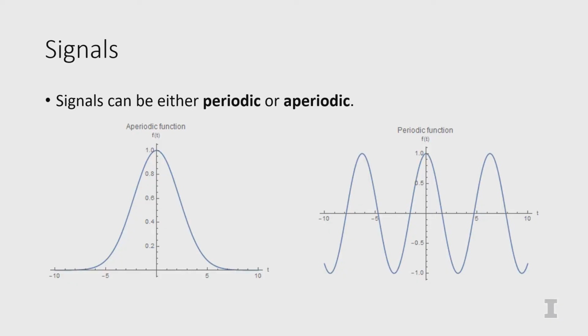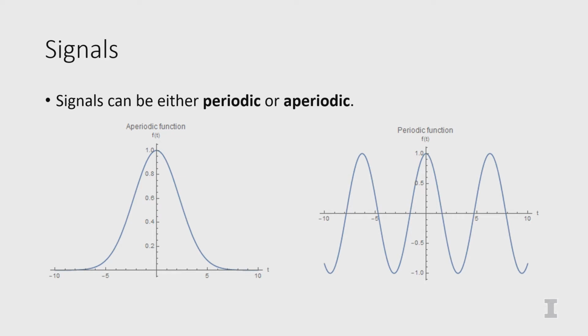Okay, so we can characterize signals in two different ways: either being periodic or aperiodic. Here's the first one on the left, an aperiodic signal. And this is sort of intuitive. What this means is that periodic means that you start at one point and you come back to the same waveform at another point along the x-axis.